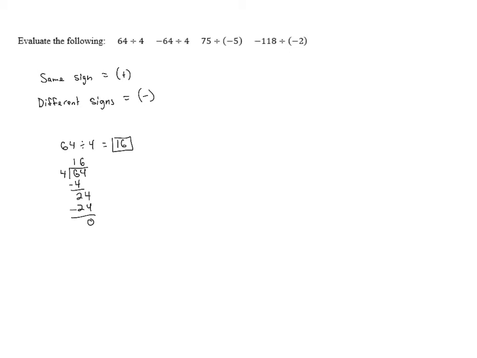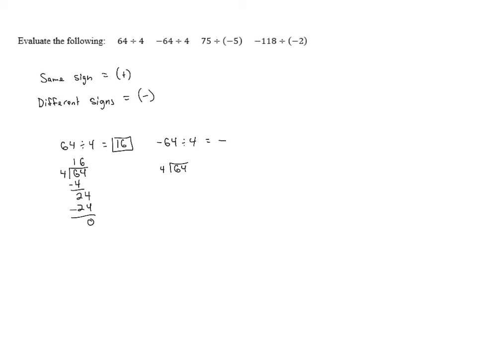Good. Let's look at negative 64 divided by 4. Now here, a negative divided by a positive is going to be negative. The rule is that if they have different signs, the answer is negative. So we can start by writing negative if we want, to denote that the answer will be negative. And then we can go through the process of doing the division.